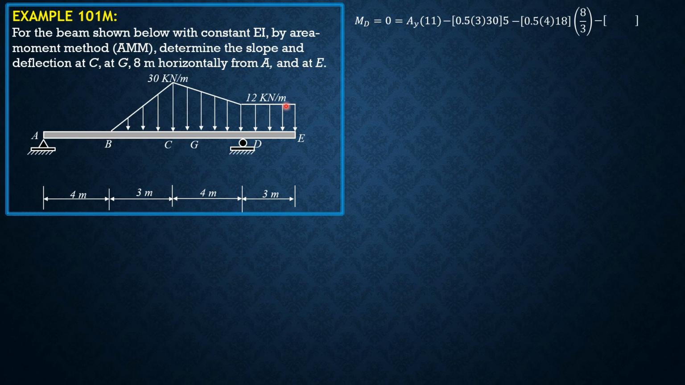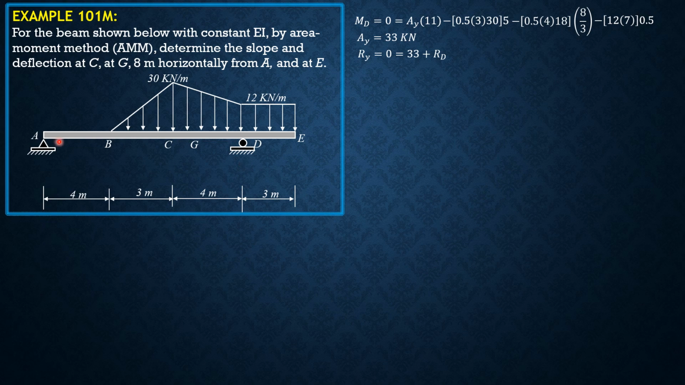And finally, for the 12 kilonewton load, 12 times 7, this is 7. Then half of 7 is 3.5. There is already 3 here, so the centroid is 0.5 meter from the edge, so that's why you have 0.5 there. Therefore, computing for AY is equal to 33 kilonewtons. Then summation of forces Y equals 0 to solve for RD.